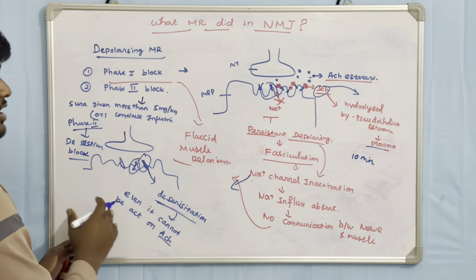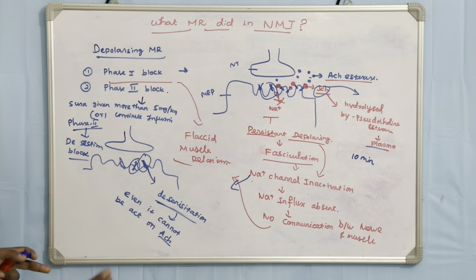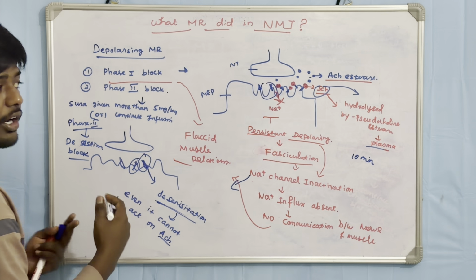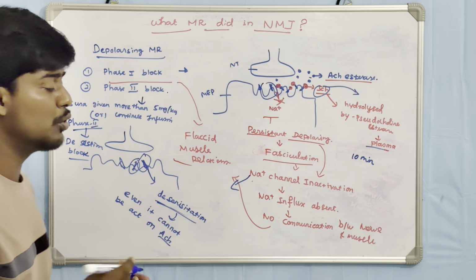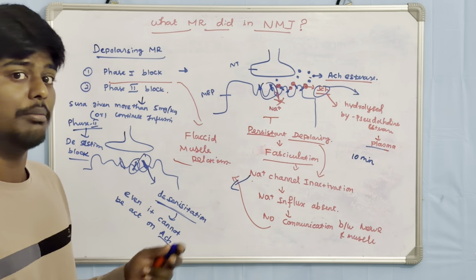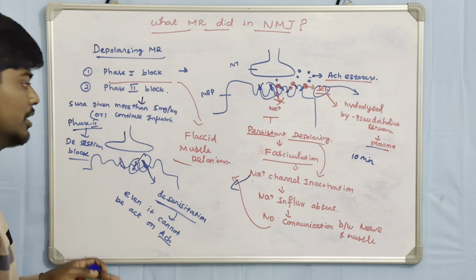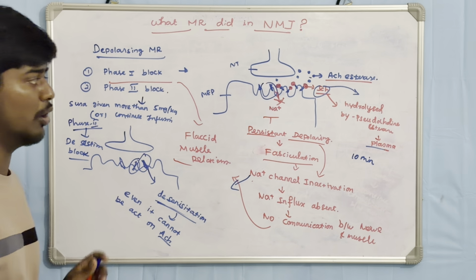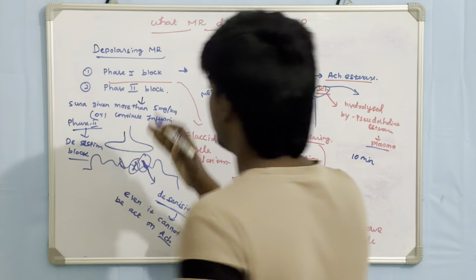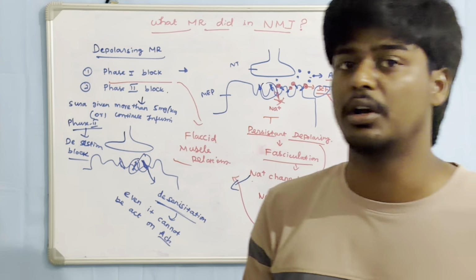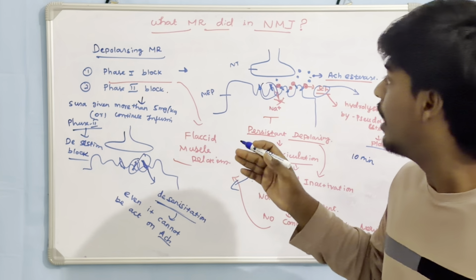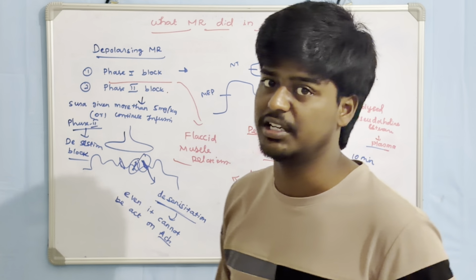That is very dangerous compared to phase one block. The receptor cannot respond to acetylcholine, so coming back to normal physiology is very difficult in this situation. That is phase two block. So these are two different ways of blocking the neuromuscular junction and producing muscle relaxation.